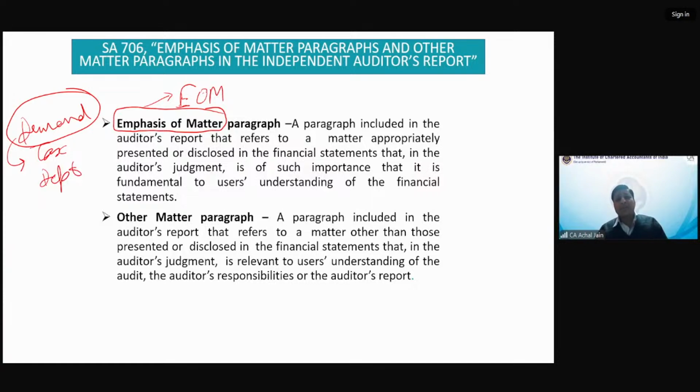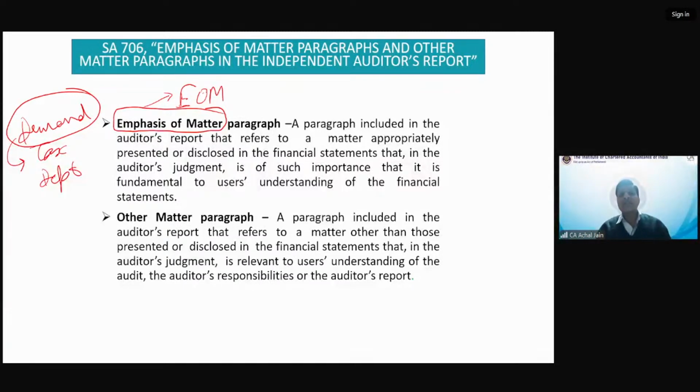Please also understand, this para is not a mandatory para. So every time there is an audit report, you will not find this para. Only when it is applicable, you will include this. Unlike opinion, unlike basis for opinion, which will always be there. Yes or no? Now, in respect of this para, we have done our assessment, and we have also discussed how this assessment is required to be done.